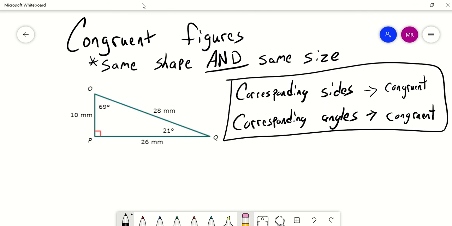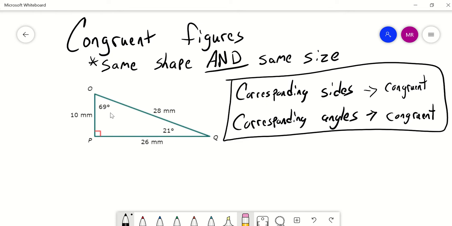Hey, pre-algebra. Today we have two lessons. First, we're going to talk about congruent figures. When we're talking about figures, we're talking about shapes. So triangles, quadrilaterals, pentagons, things like this, shapes. And we're going to talk about how they are congruent to each other. What does congruency mean? It means they have the same shape and they have the same size.